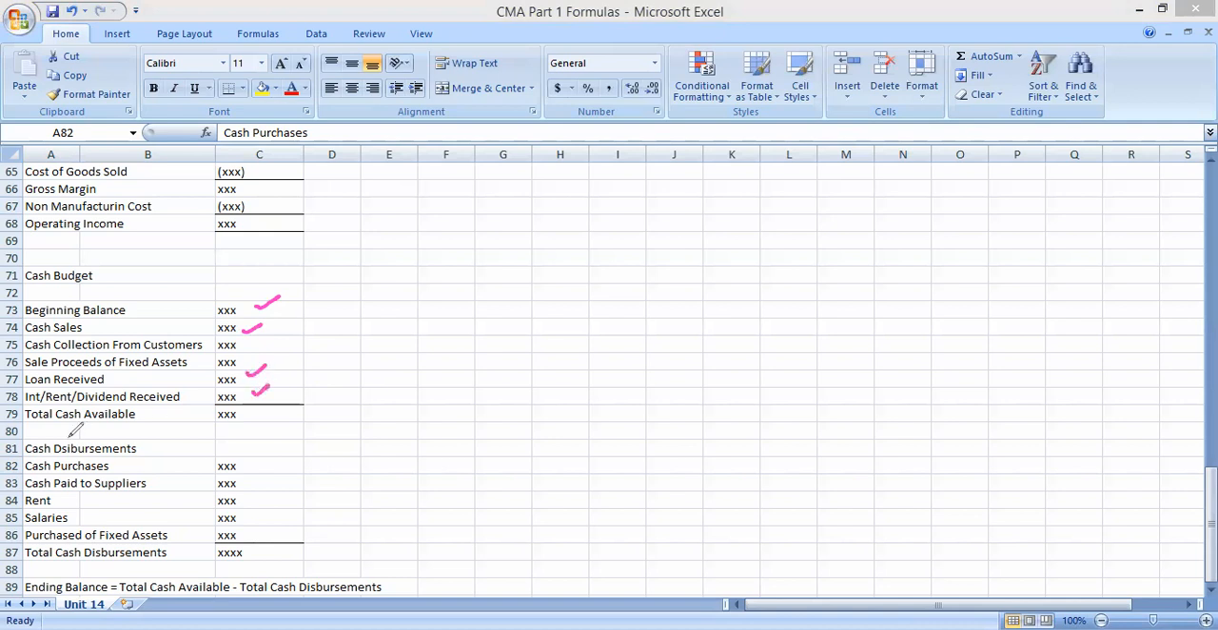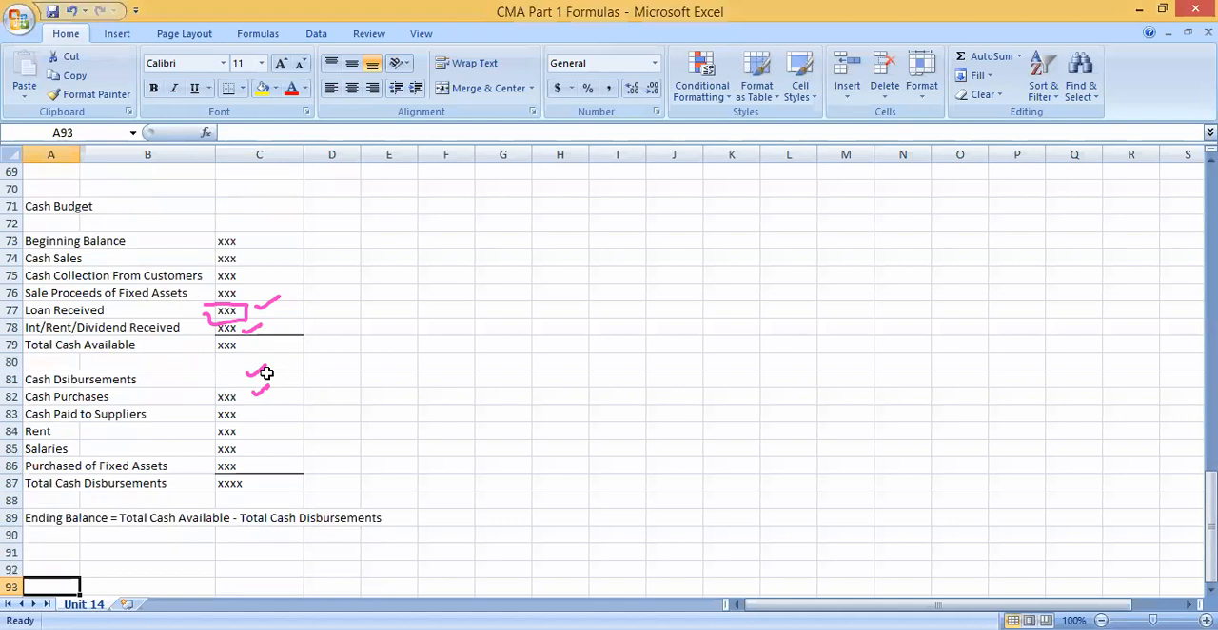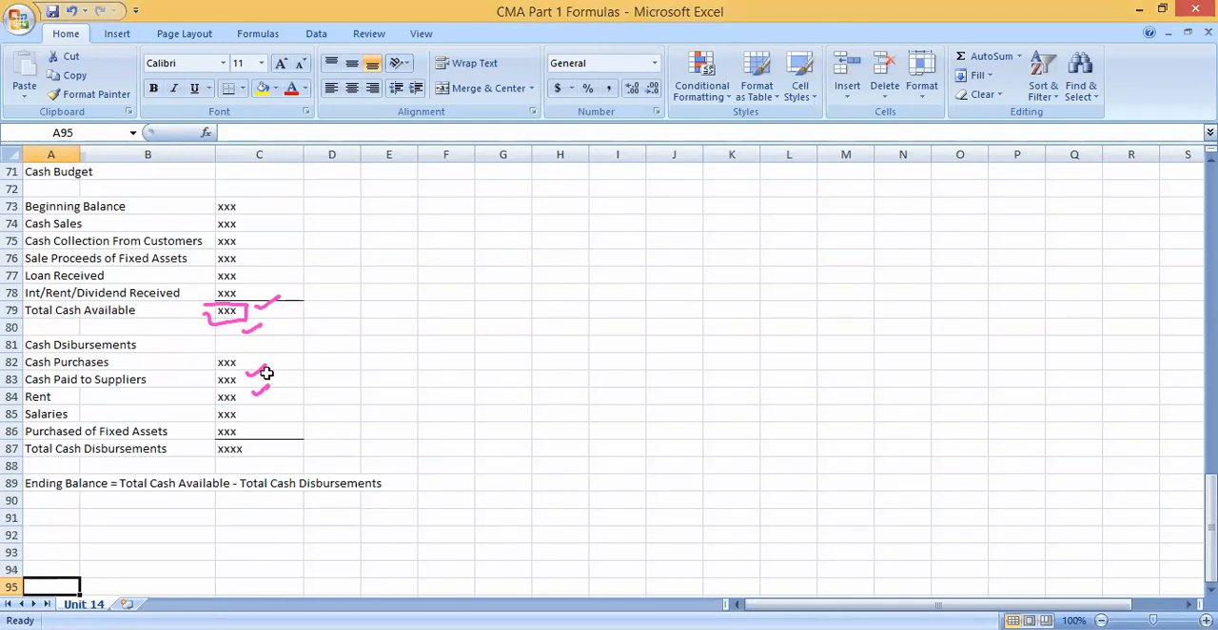or some other income. Once we add the different kinds of cash receipt sources to our opening balance, we will have the total cash available. From the total cash available, you have to subtract various kinds of disbursements. First, we make the list of various kinds of disbursements. Further, in order to get the ending balance from the total cash available, we subtract total cash disbursements.